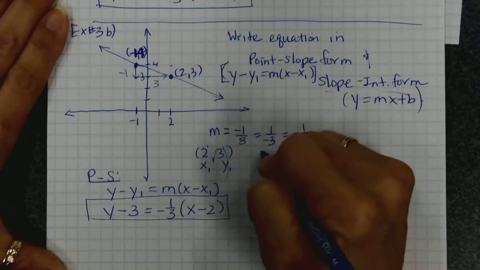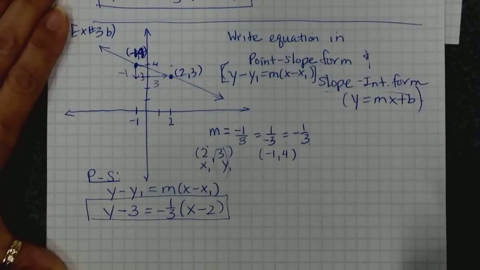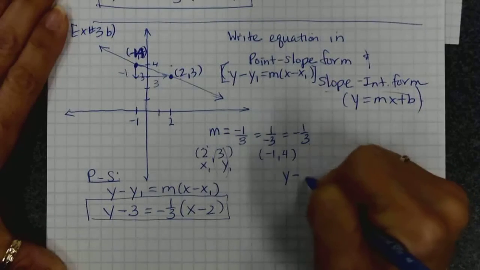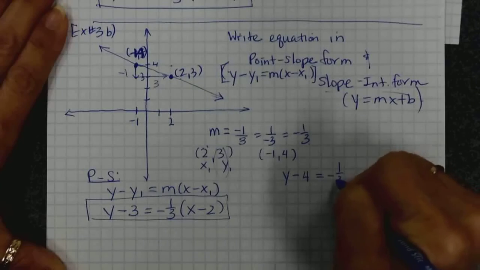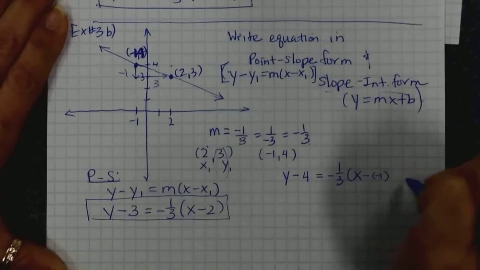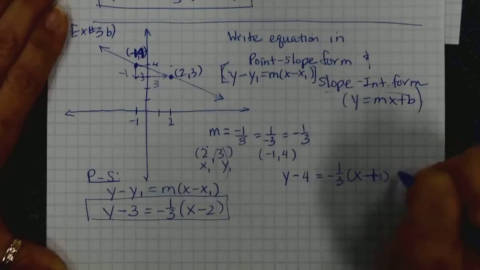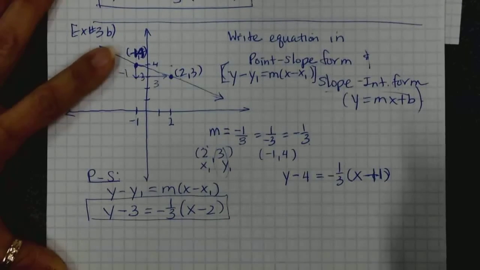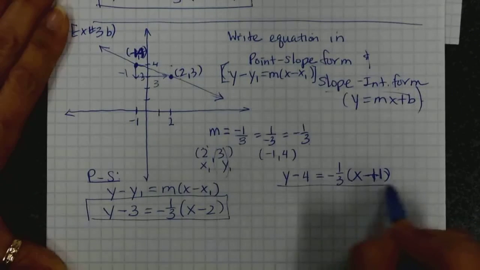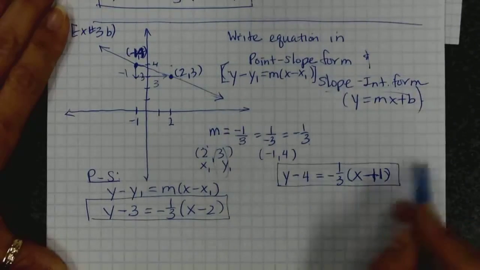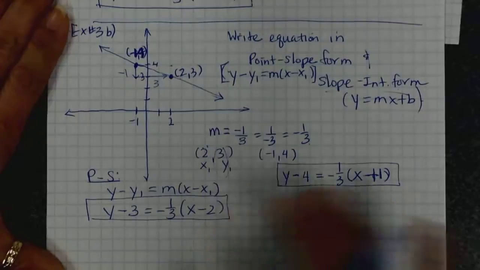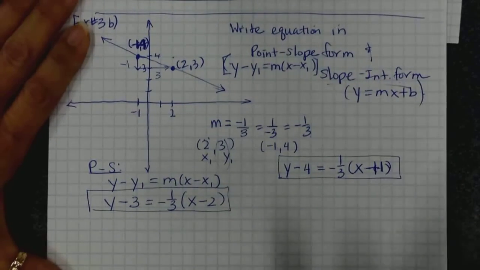So if I were to use the other point, -1, 4, the equation would be y minus y1, which is 4, equals the slope, negative 1/3, times x minus a negative 1, and minus a negative 1 makes it a plus 1. So my equation would be y minus 4 equals negative 1 over 3 times (x plus 1), and it will be the same line. The equation just looks a little different, but it's the same answer. You could give me either one.